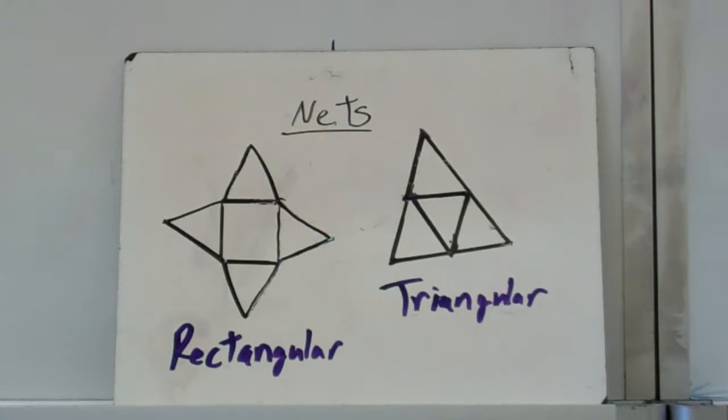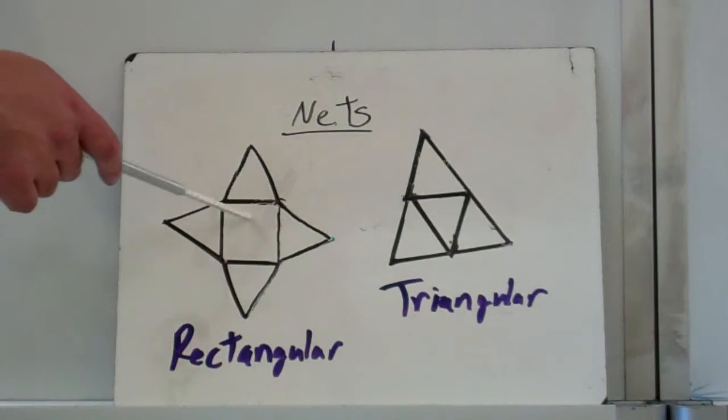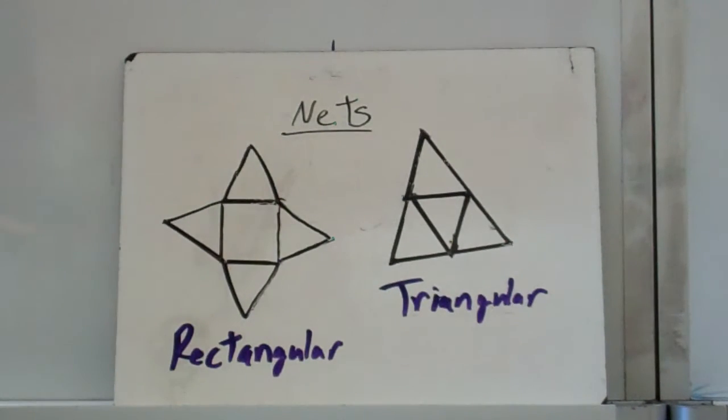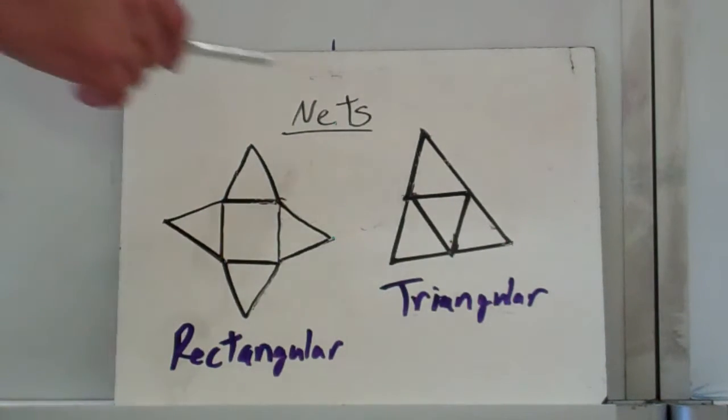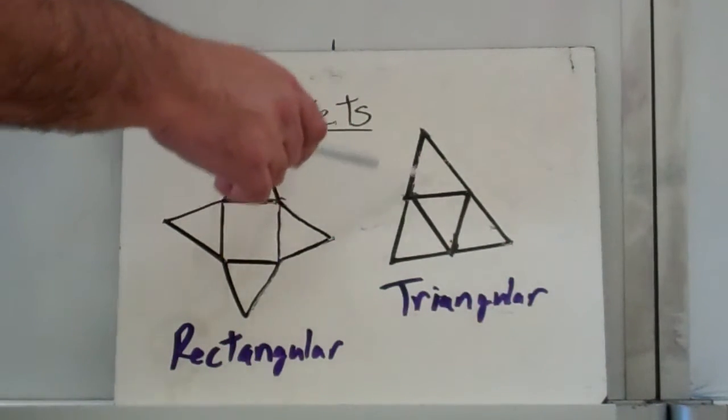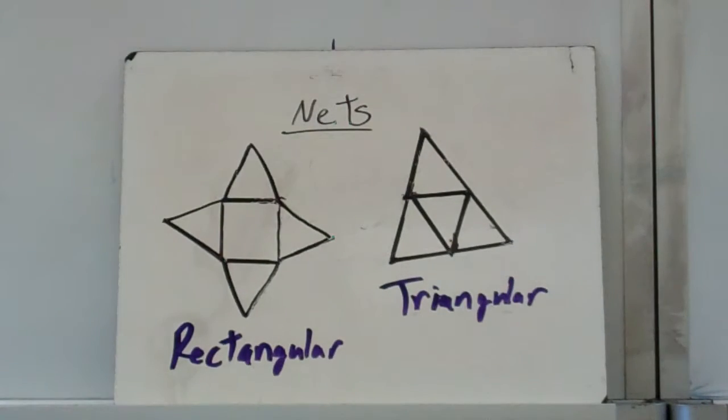Okay, they're nets. And you can see that there we have two different pyramids. We have a rectangular pyramid which has a rectangular base and 4 triangular faces. And we have a triangular pyramid which has 4 triangles. Okay? It is composed of 4 triangles.